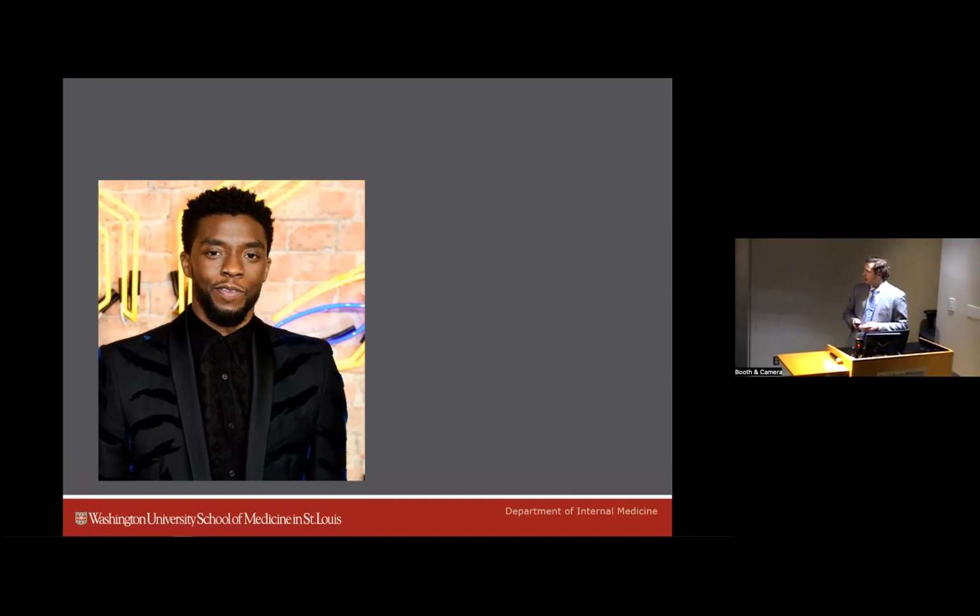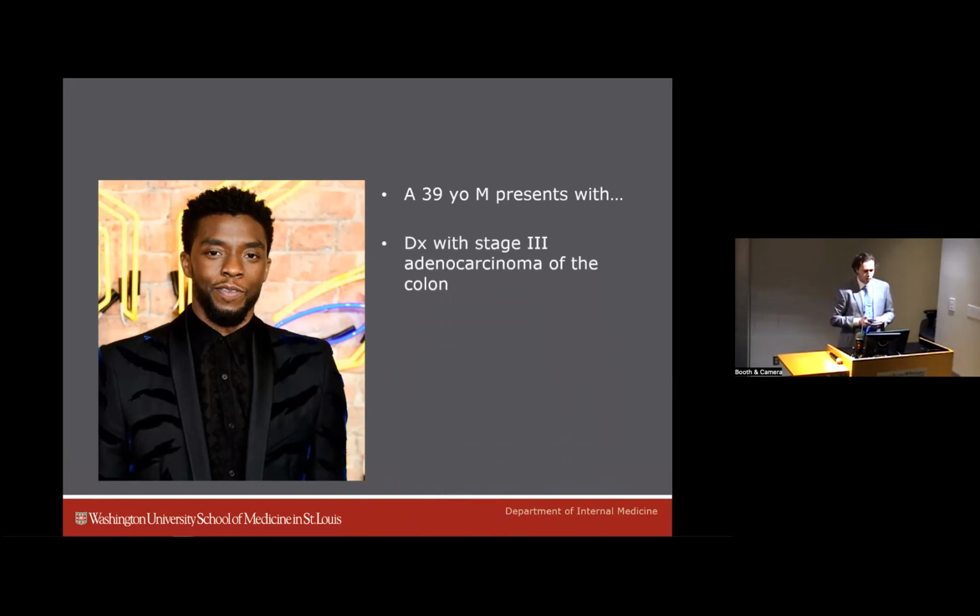You can imagine how this could play out in a clinical case here in the hospital. You have a 39-year-old, relatively healthy man who presents with abdominal pain or bloody stools. He's ultimately diagnosed with stage 3 adenocarcinoma of the colon, and then sadly passes away after 4 years of treatment at just 43 years of age. And celebrity or not, this is a narrative that's becoming more and more common in our patients today.